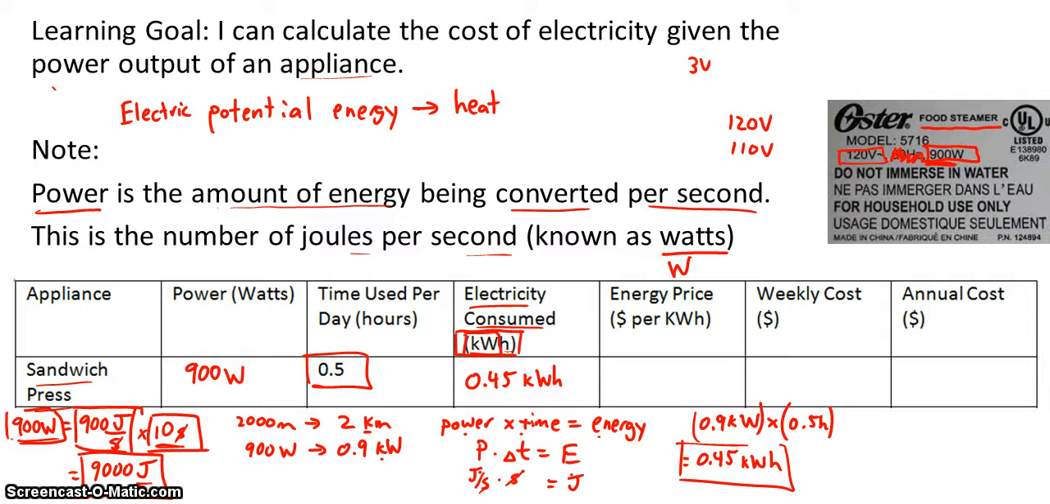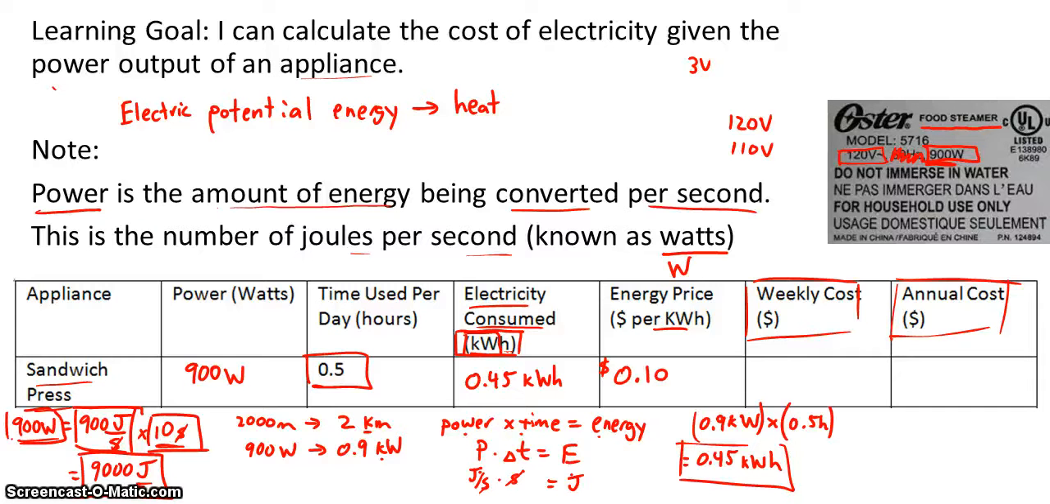Now, there's a price, right? For every kilowatt hour that you use at home, the electricity company charges you a certain amount. So I made up a number for you. I said for every kilowatt hour that you use, they're going to charge you 10 cents. Now we want to figure out how much is the weekly cost and the annual cost if I were to use this appliance every day for 0.5 hours.